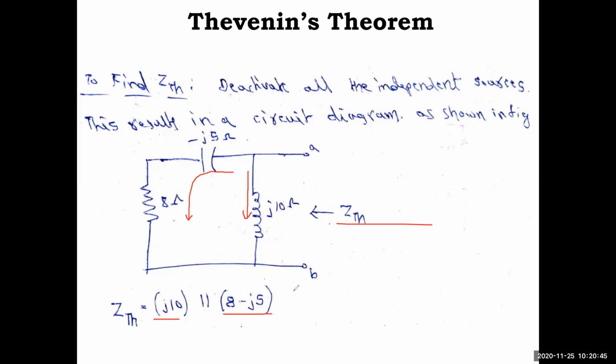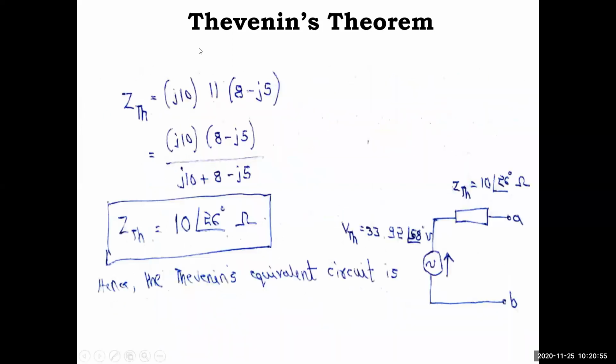Now take this ratio and solve it. Two impedances in parallel means Z1 Z2 by Z1 plus Z2. So just use that formula, substitute J10 into 8 minus J5 divided by J10 plus 8 minus J5. Use the calculator with the same brackets, and it will give you some answer here. You can note that down also. I will do it for you, so we'll see how I'm getting it.